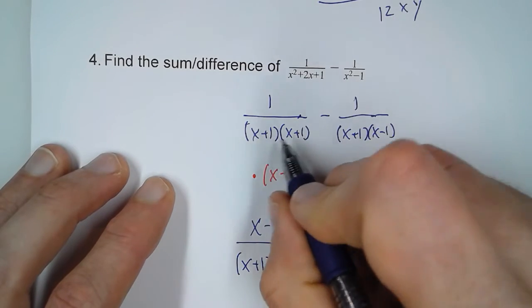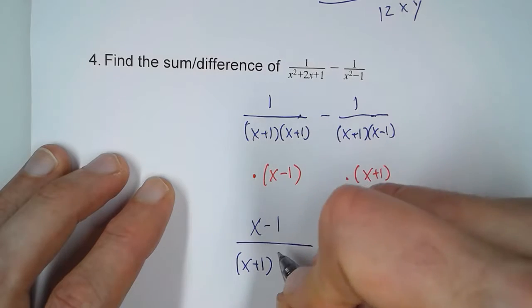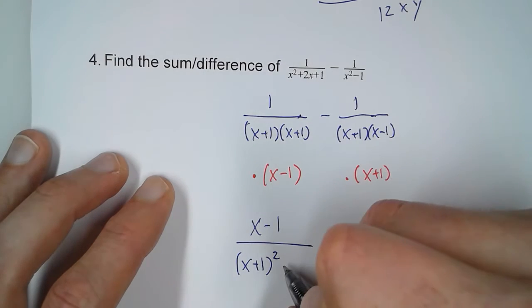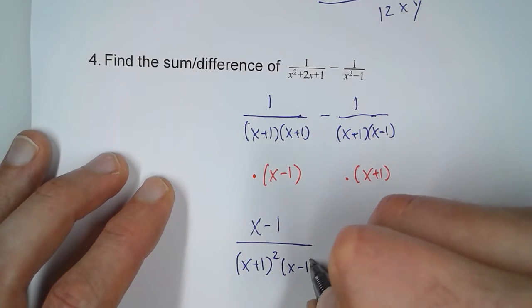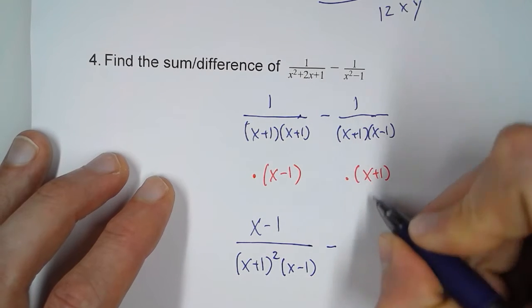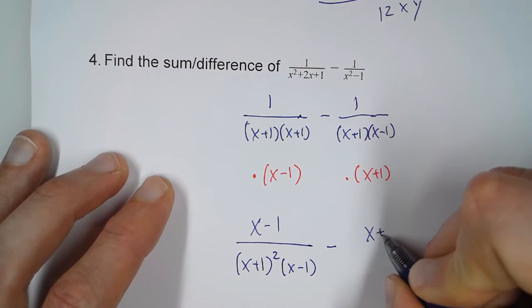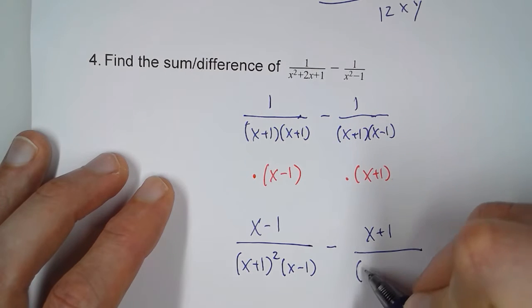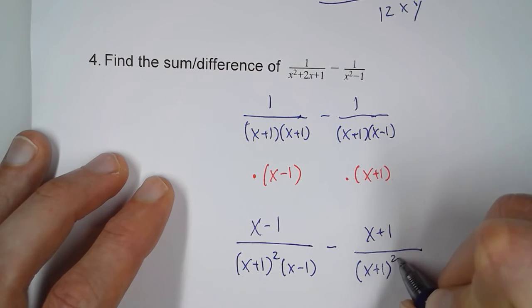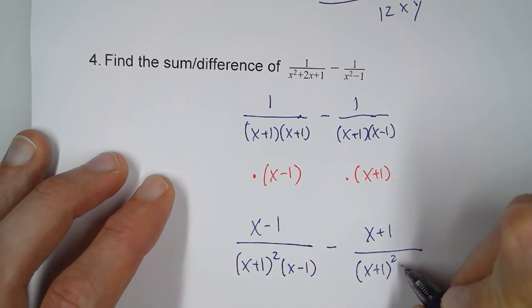Now I'm not going to write this twice. I'm lazy. And so instead I'm just going to write it as x plus 1 squared, like that, times x minus 1. Over here, we multiply x plus 1 on the top, so that's x plus 1 all over. Again, we have x plus 1, and we're not going to write x plus 1 a second time. We'll just write it as squared.